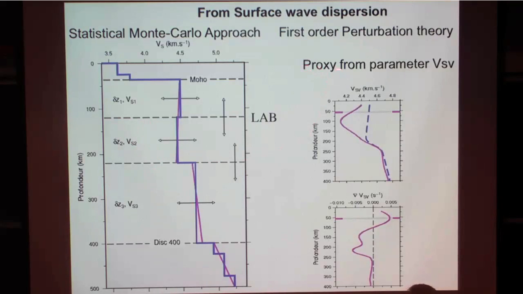Another classical technique is the first order perturbation theory, where you have VSV as a function of depth, which is obtained by inversion. And when we calculate the gradient, we find that there is a maximum of the gradient for some depth, and we will say that it is a proxy for the L.A.B.